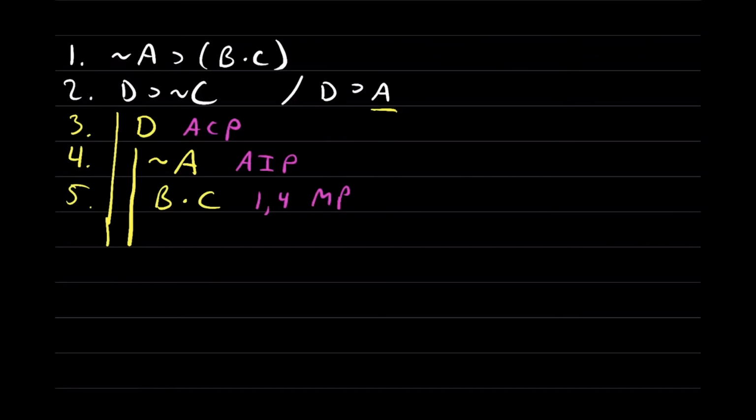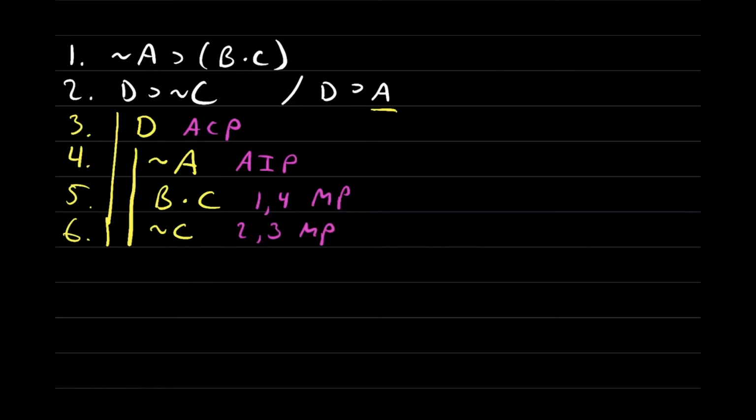Okay, we're trying to get a contradiction. What I see is that I've got C here on line 5. I just need to simplify it out. And I can also get not C on line 2 because I know D is the case, or I assume that D is the case on line 3. So let's start there. Let's do modus ponens with line 2 and 3, and that will give us not C. From 2 and 3 by modus ponens.